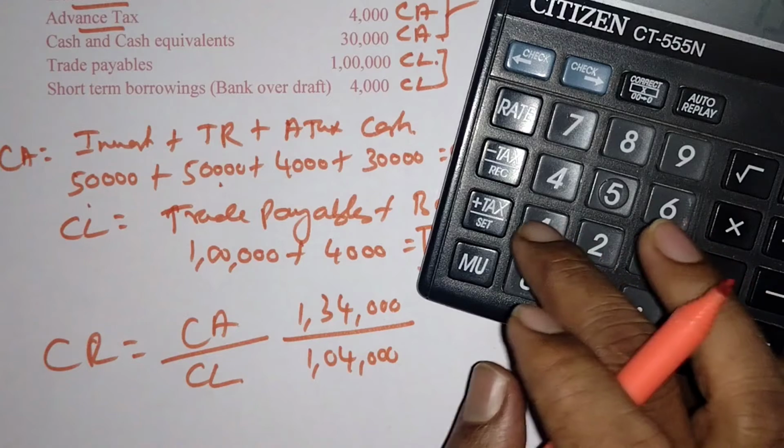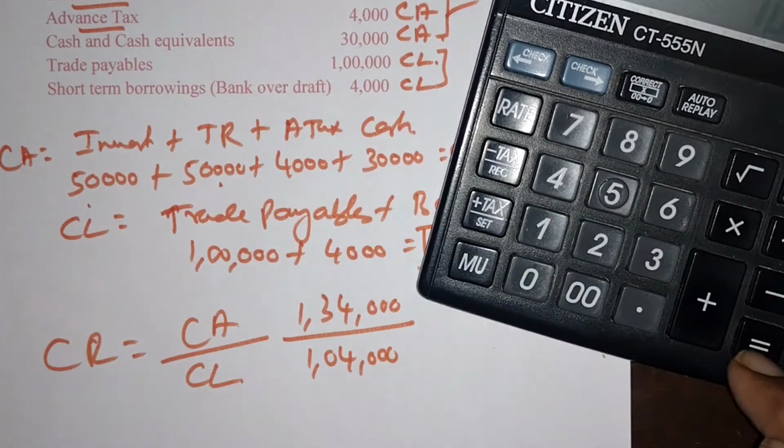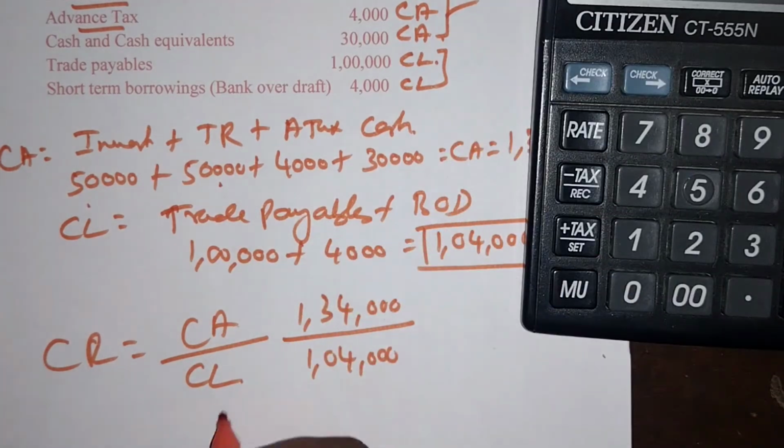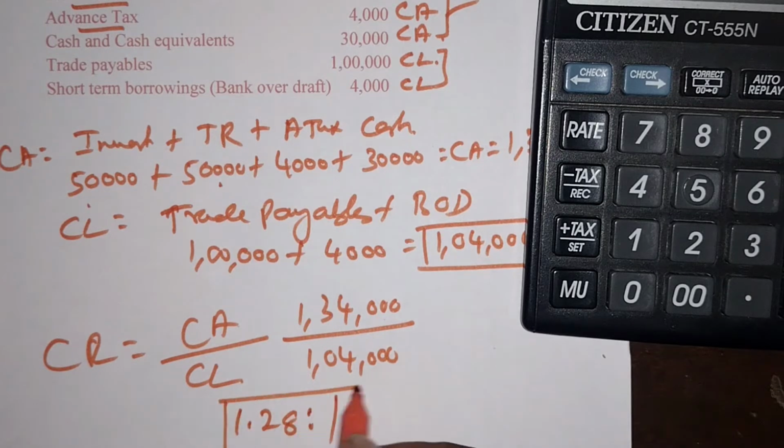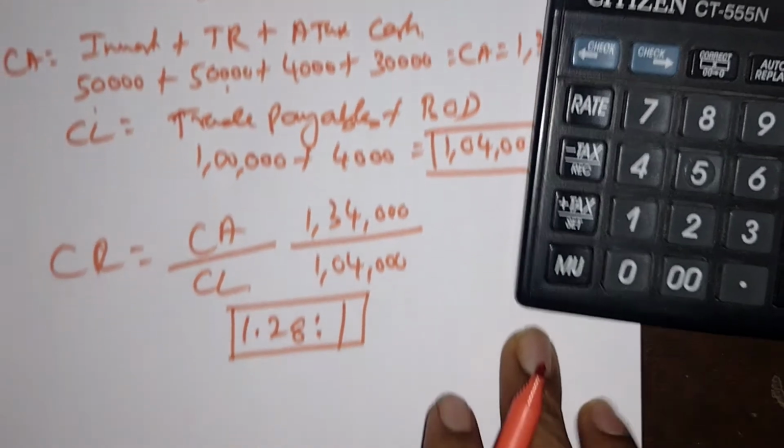1,34,000 divided by 1,04,000 is equal to 1.28 is to 1. Current ratio is over.